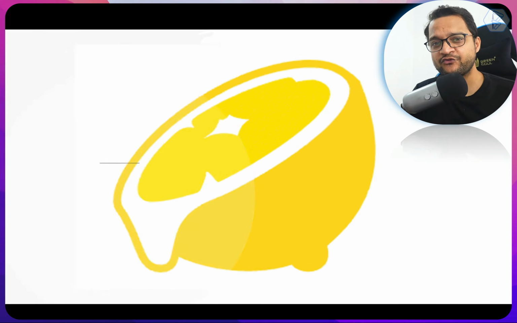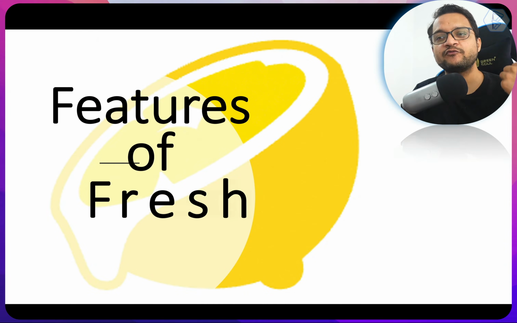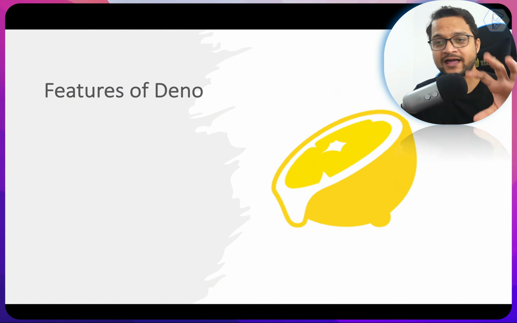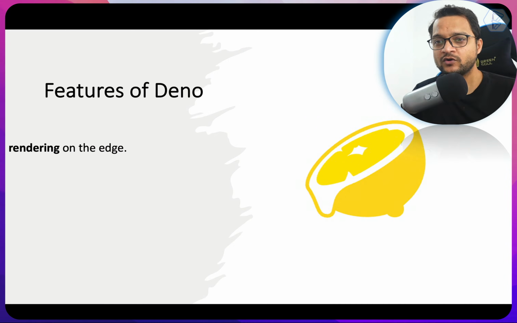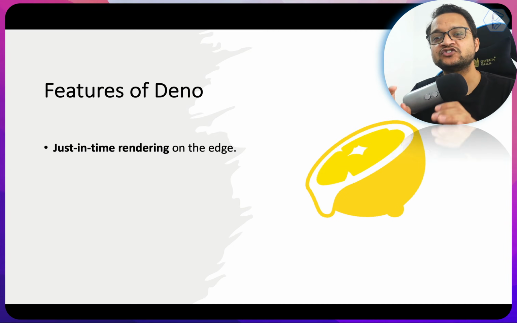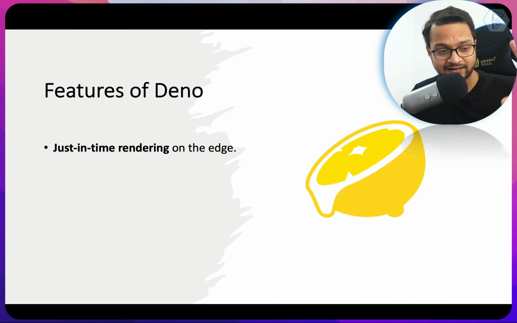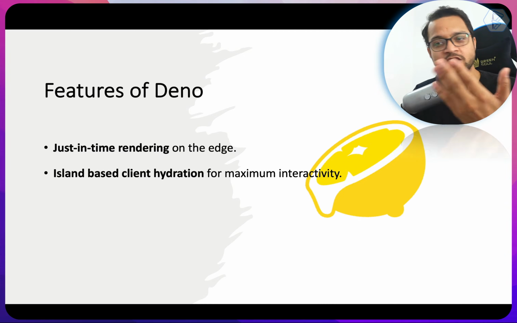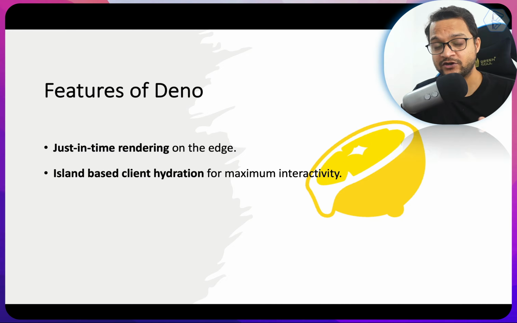But coming to Fresh, what are the features of Fresh? Why should you use it? First, it has just-in-time rendering on the edge, meaning it renders at the same time it is requested. Island-based client hydration for maximum interactivity. I have already explained what island architecture is. So it says island-based hydration.